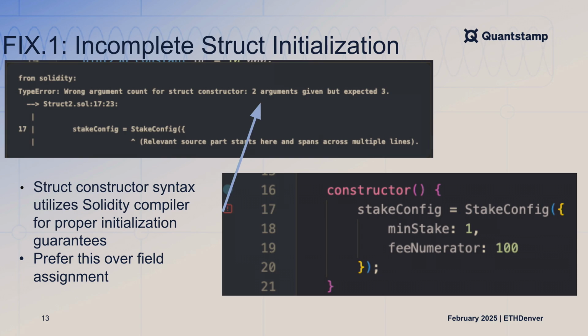So a good fix here, there's two fixes, right? Instead of assigning using dot notation for the struct itself, you can lean on the compiler's safety guarantees by using the struct constructor syntax. So the Solidity compiler itself will actually throw an error if you are missing a field in your constructor syntax, which isn't detected if you were to use dot notation to initialize the fields in your struct. So this would be the preferred fix because you do get those security guarantees from the compiler.